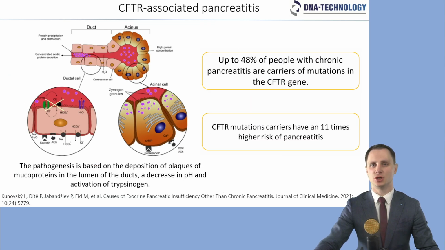Another possible manifestation of a mutation in the CFTR gene is hereditary pancreatitis. This condition is the most common extrapulmonary manifestation of cystic fibrosis. Moreover, up to 48% of patients with chronic pancreatitis are carriers of aberrations in the CFTR gene, and heterozygous mutations in the CFTR gene increase the risk of developing pancreatitis by 11 times. The development of inflammation of the pancreatic tissue is associated with the deposition of plaques of mucoproteins in the lumen of the ducts, a decrease in acidity, and activation of trypsinogen.